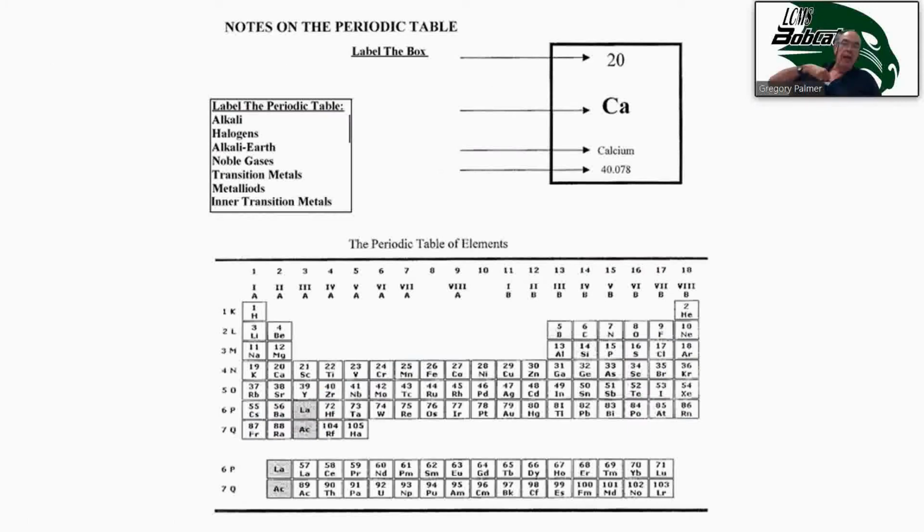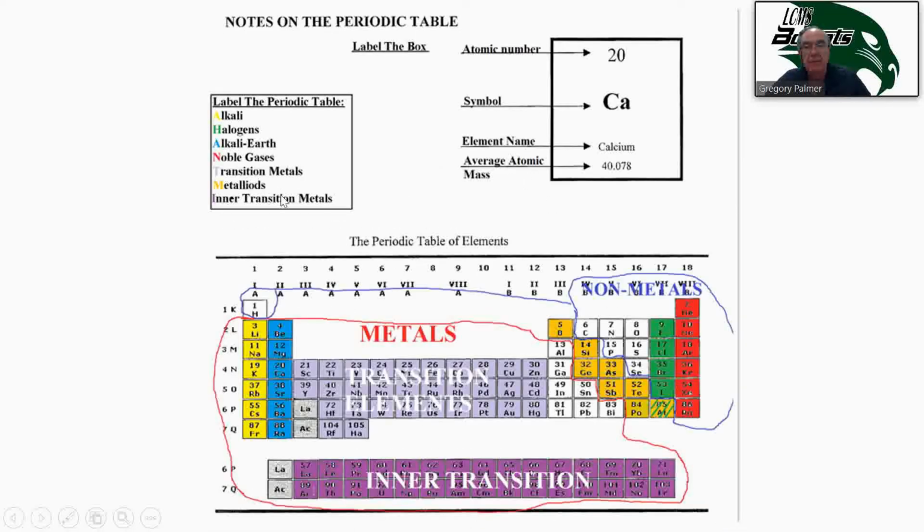Now on this vocabulary review, I know I've asked you to color the periodic table a bunch of times, but they want us to label this box. The top number is the atomic number, then the symbol, the element name, and the average atomic mass. And it said to label the periodic table.